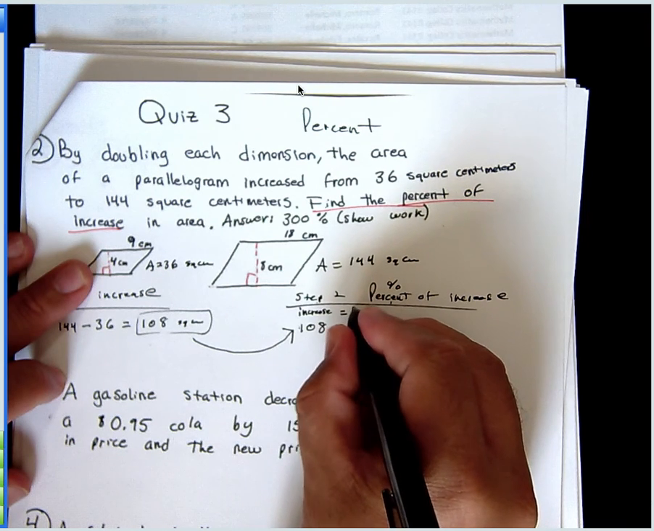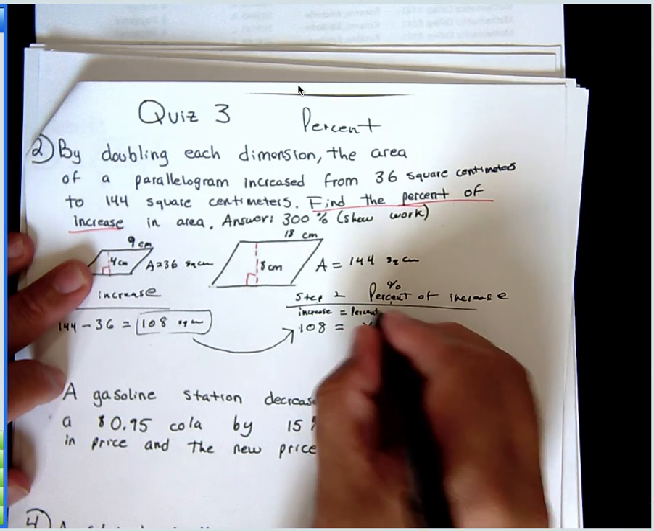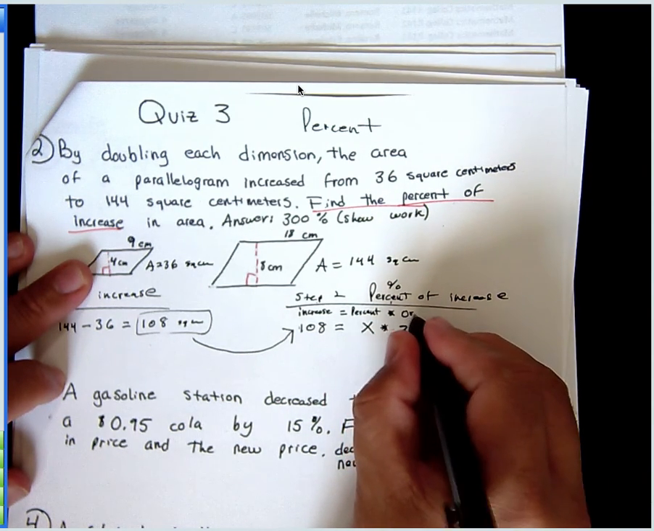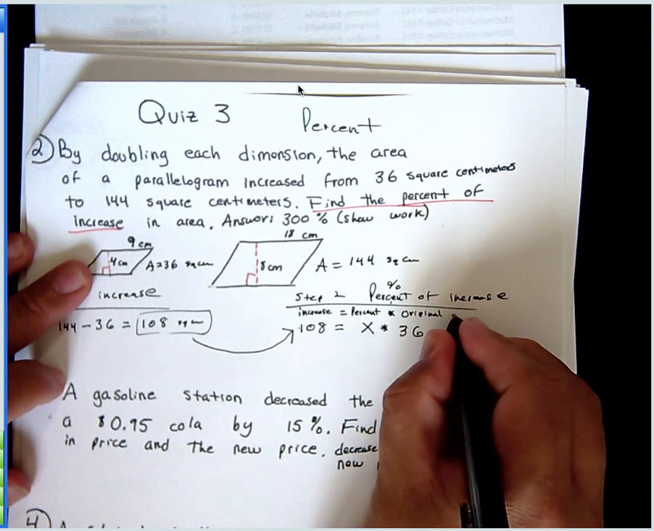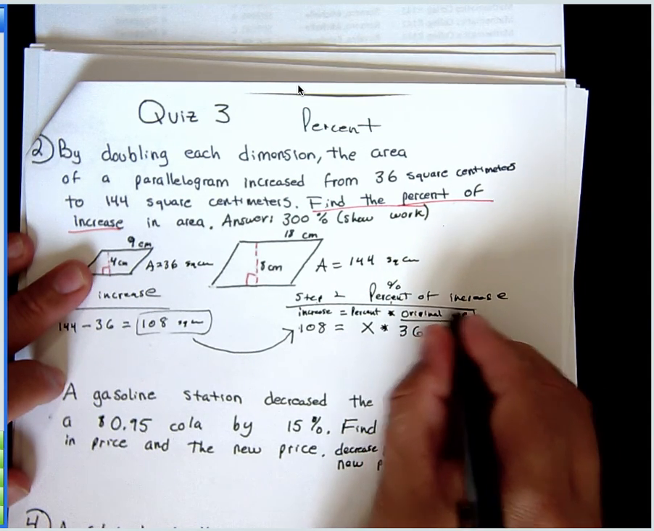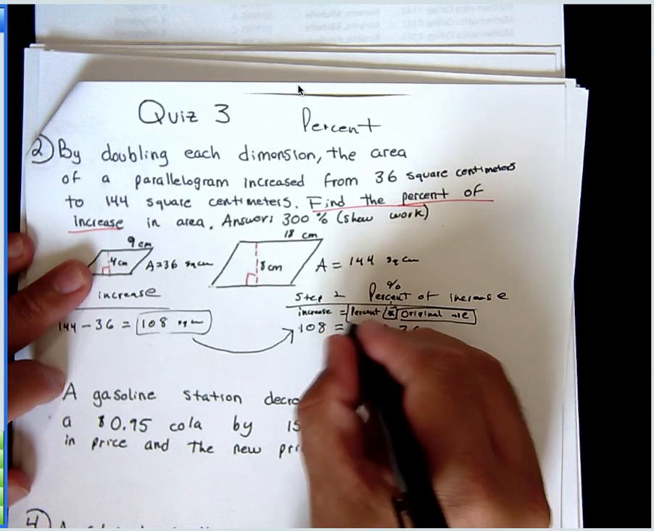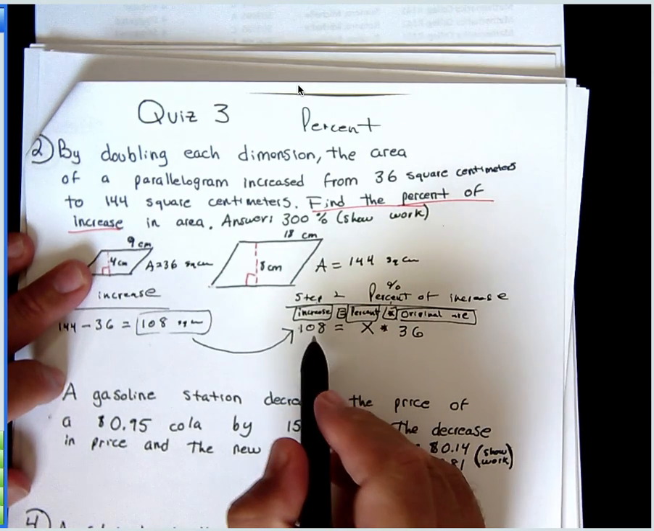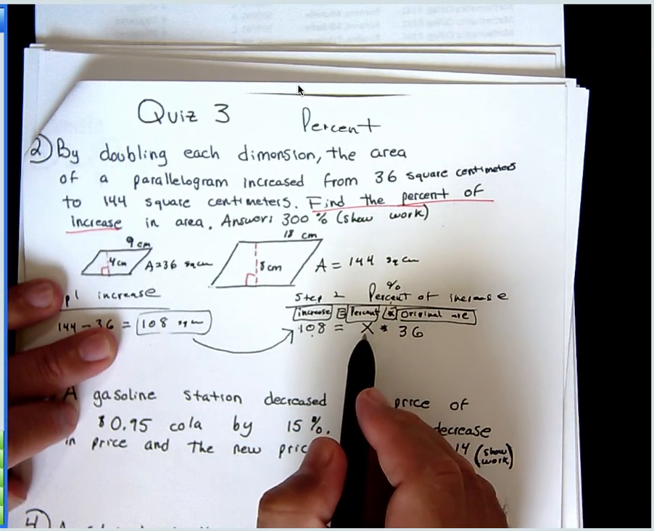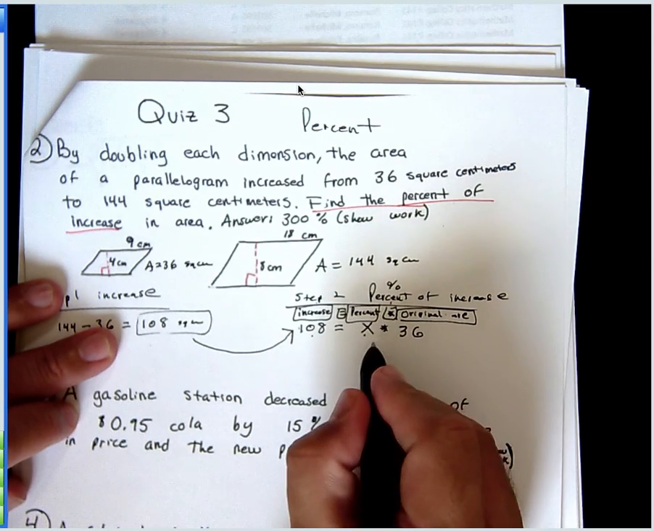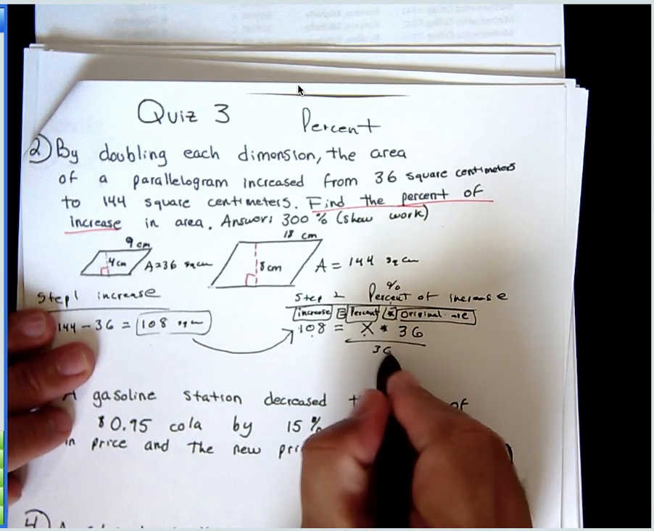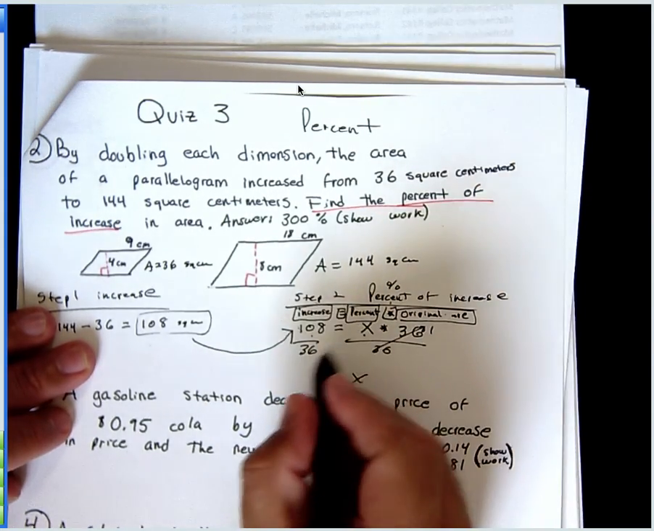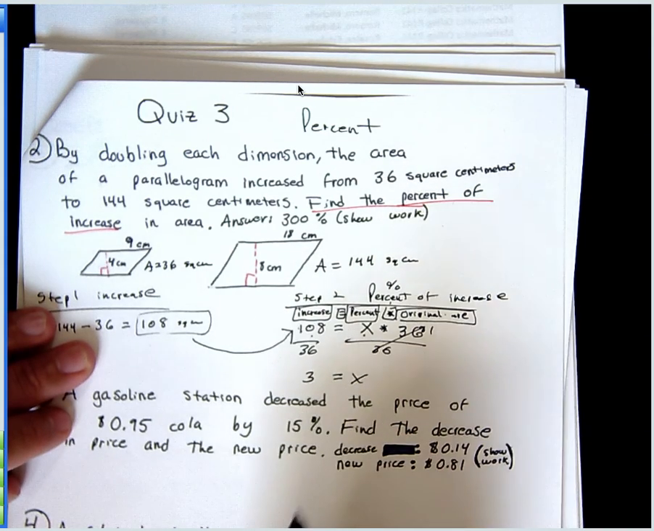So in words, this would be the increase equals the percent times the original area. So this is one little square, this is another square, this is another one, and this is another one. That's how I look at it. The increase, which is this, equals the percent that we don't know, times the original. Okay. Once you have that, all you have to do is divide. That becomes a 1. And this becomes a 3.